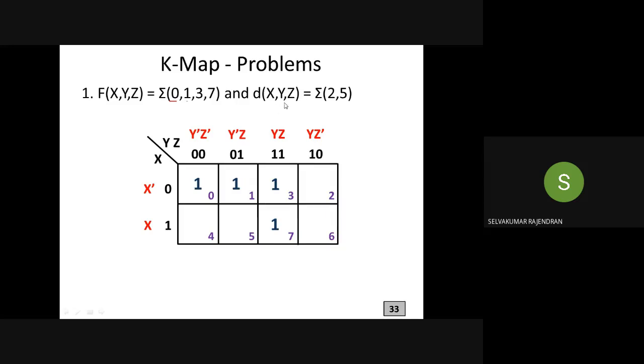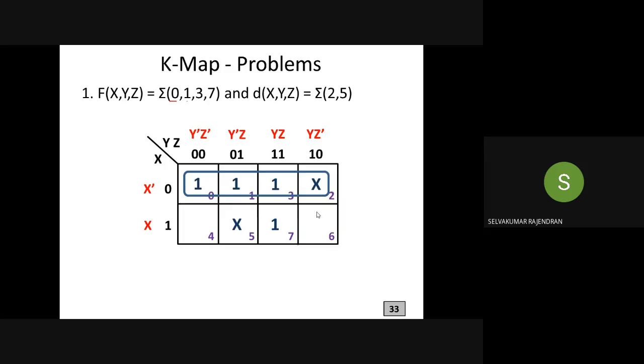And we also need to place the don't care conditions. Okay, so 2 and 5, these are don't cares. Then, how to group the number of ones? Keep in mind that while grouping the cells, we always have to try to group the maximum number of ones. So here you can group like this.